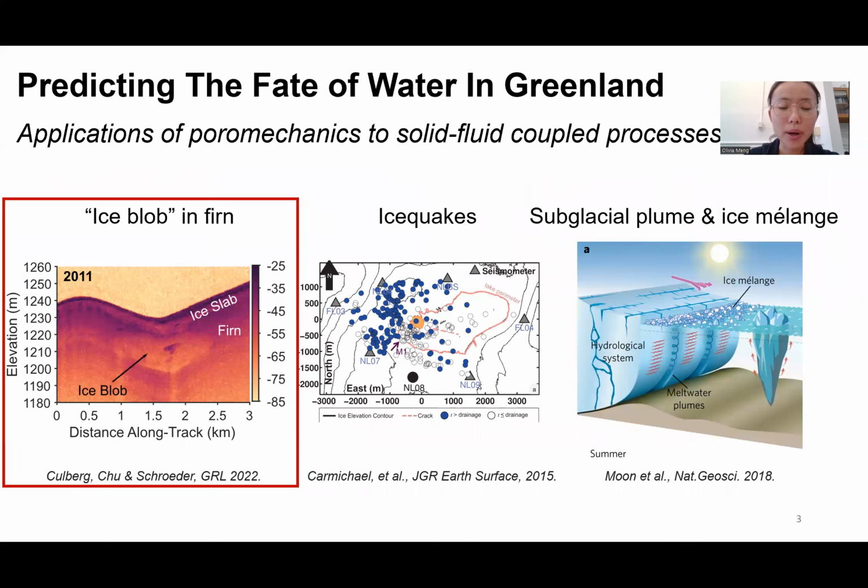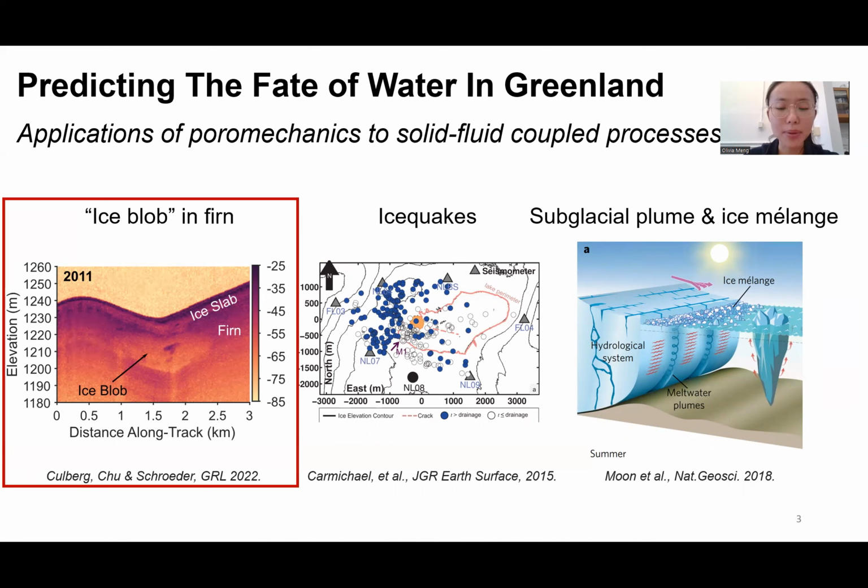Though it hasn't been well recognized yet, poromechanics could contribute to predicting the fate of water in Greenland. Here are some processes involving solid-fluid coupling to which poromechanics could be applied. The first example is to study how meltwater infiltrates into the porous firn layer beneath ice slabs to form the ice blob. This is what we are going to present in detail today.